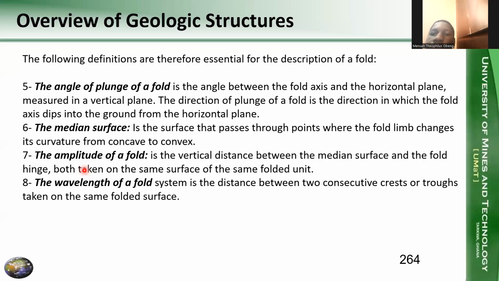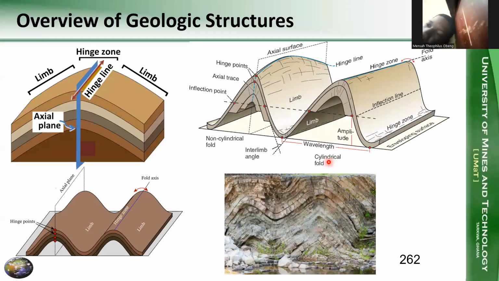And then because folds are like waves, we can also talk about the wavelength, which is the distance between two consecutive crests or troughs. You see, this is the wavelength. From the middle of this trough to the middle of the next trough gives us the wavelength. Or I could take it from the middle of this crest to the middle of the next crest. That is the wavelength.